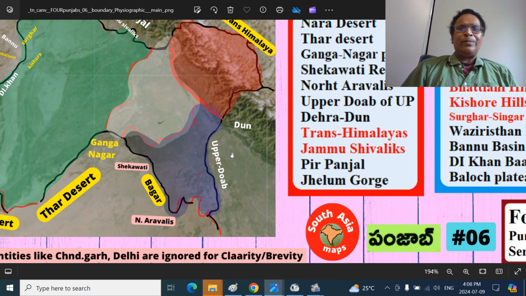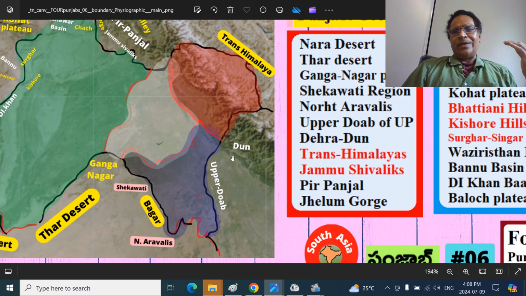Doab in UP is different from Doabs in Punjab. This is the Yamuna Nadi, this is the Ganga Nadi, Mata Ganga Nadi, between them is the Doab. One river is Ab, the other river is Ab, and between them, converging somewhere near Prayag Tirtharaj, is the Doab, upper Doab, middle Doab, lower Doab, and so on. Duns are nearly valleys, elevated valleys surrounded by mountains, the Shivalik mountains, the Dun.